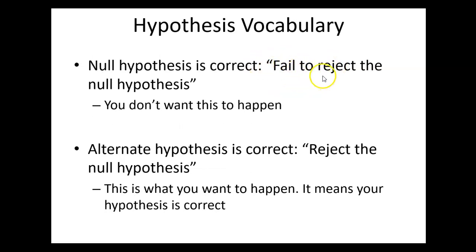In research, if the null hypothesis is correct, we fail to reject the null hypothesis. As a researcher, you don't want that to happen because that means that you were wrong. If the alternative hypothesis is correct, we reject the null hypothesis. And if you're conducting research, this is what we want to happen because it means that your hypothesis is correct.